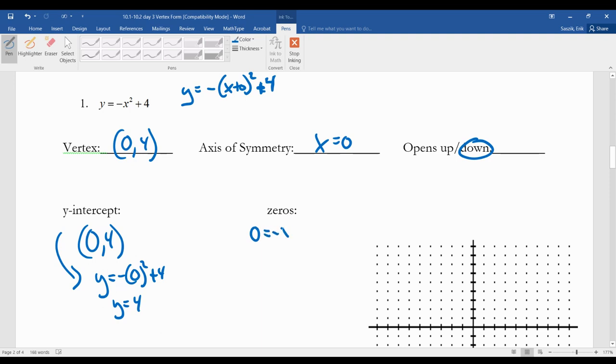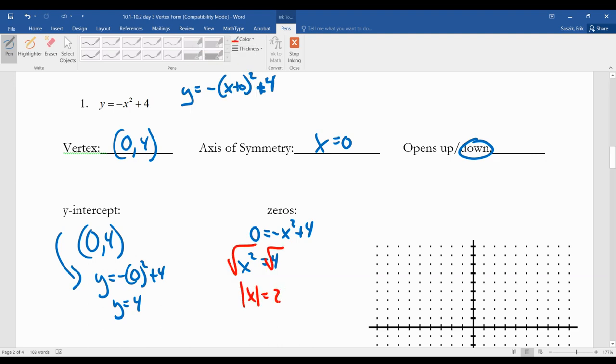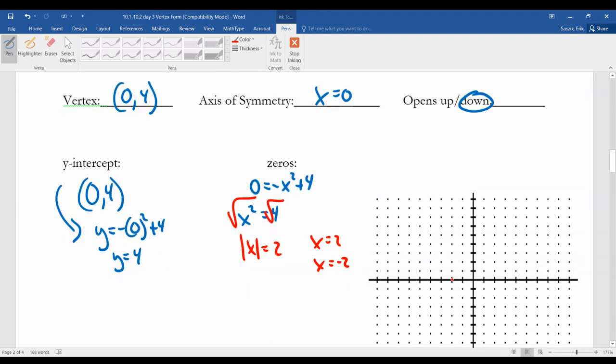Now when I find the zeros, notice how there are no parentheses and there's no b term. I can just use the square root method, move the x squared over by adding that to both sides, take the square root, absolute value of x equals 2, so that means x equals 2 and x equals -2. So sometimes you're going to get stuff that is in both vertex form and in standard form. Can make life a little bit easier.